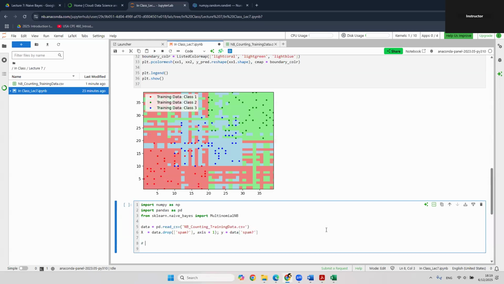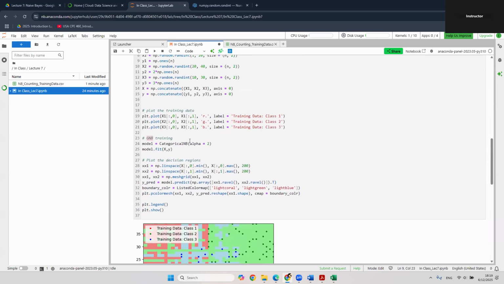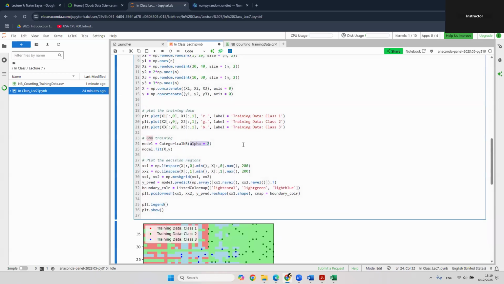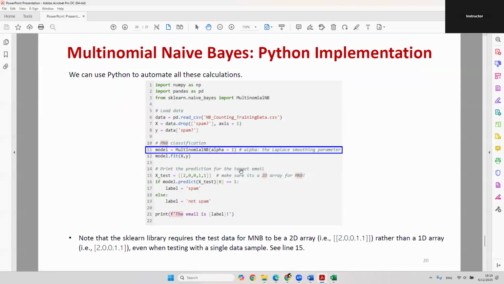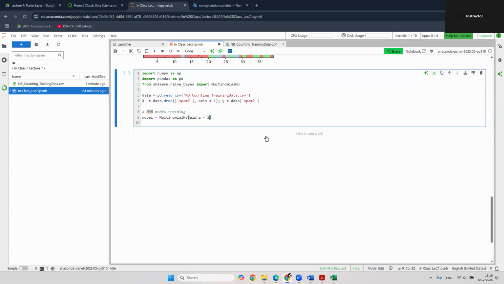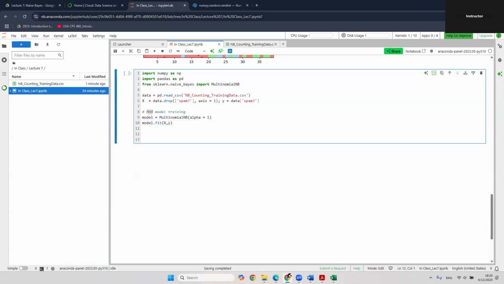Okay, so now I'm going to have the multinomial naive Bayes classification, or let's say model training. So I'm going to say model equal to MultinomialNB. Here again, similar to before, I can set alpha as the Laplace smoothing parameter. Here I believe I chose alpha equal to 1. Yes, alpha equal to 1. Okay, so model.fit(X, y). Now I've trained it.